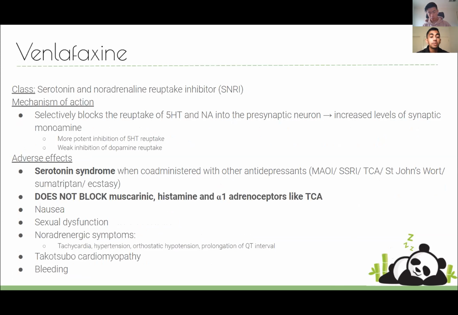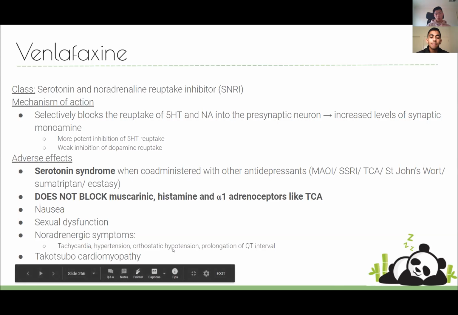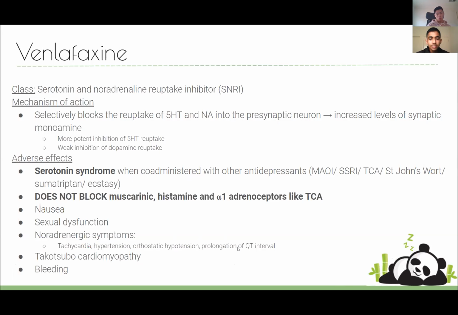Venlafaxine, so this is a serotonin and noradrenaline reuptake inhibitor. It's going to do, as the name suggests, block the reuptake of serotonin and noradrenaline, but it works more on serotonin than noradrenaline. Again, you can get serotonin syndrome, but the good thing about this is you don't get the muscarinic, histamine or alpha-1 adrenoreceptor effects as much as you do with the TCAs. In fact, you can get quite the opposite. So you can get tachycardia, hypertension, and prolongation of the QT interval, as well as these other things.